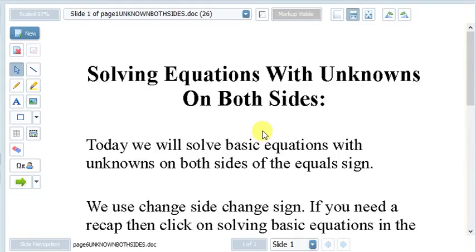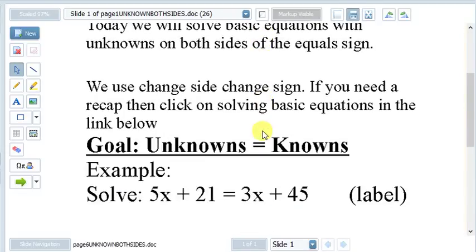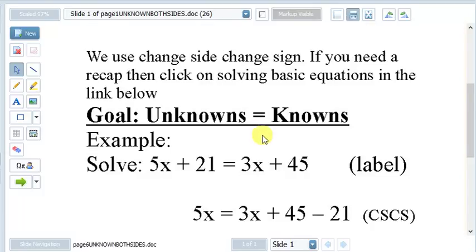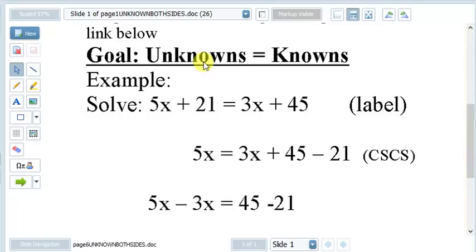Hello, and today what we're going to look at is solving equations when you have unknowns on both sides of the equal sign. We use the change sign method, and that's to solve any equation. If you need a recap, then click on solving basic equations in the link below in the video description. So the goal, what we're trying to get, is unknowns on one side and knowns on the other.